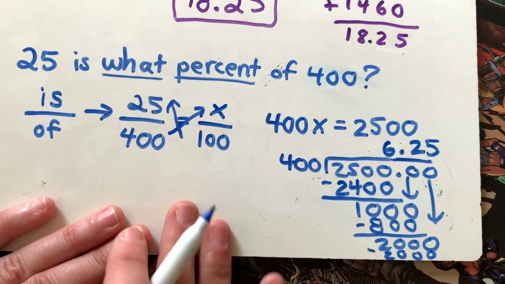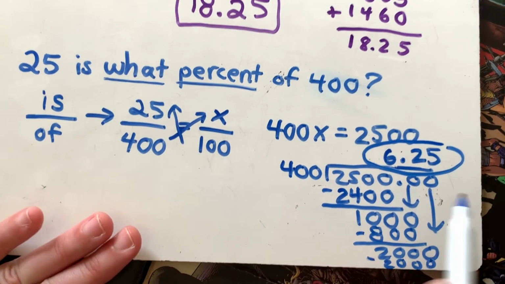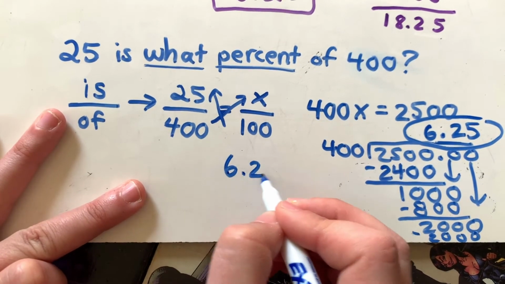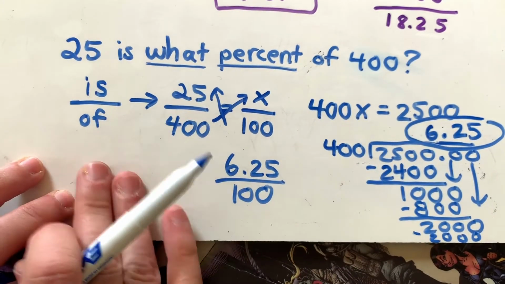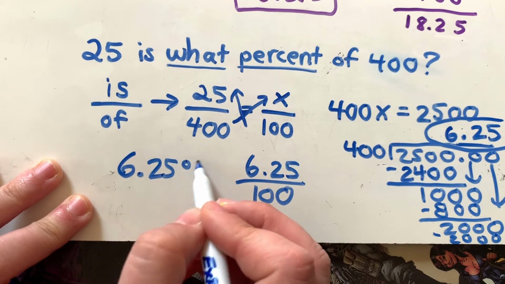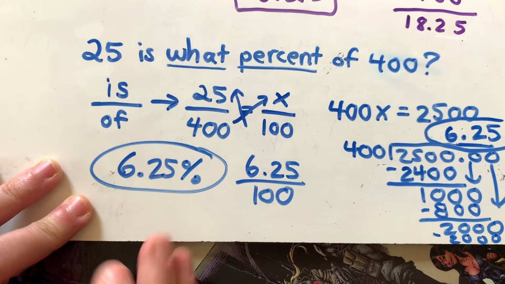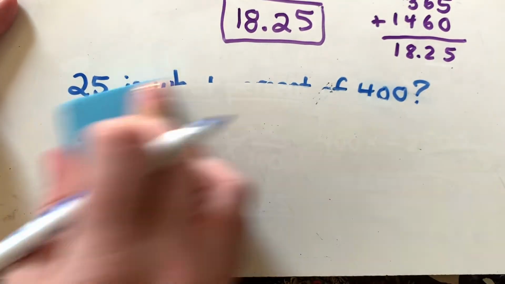0. So what percent, here we go. We don't even need to move the decimal because this gives me my value over 100, which gives me my percent. So 25 is what percent of 400? It is 6.25%. Okay, cool. All right, let's do one last type of percent problem.